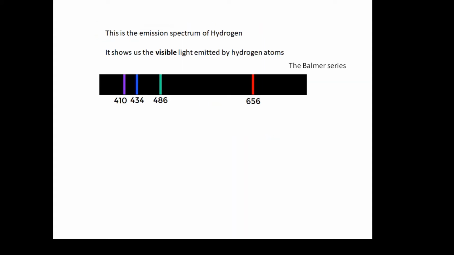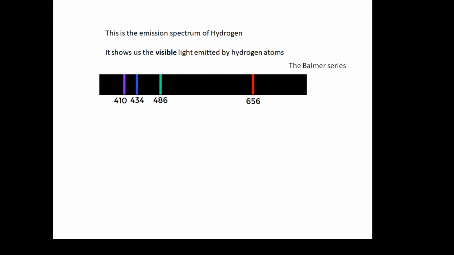Now, this is the emission spectrum of hydrogen. If we excite hydrogen gas, then it gives off these colors. This shows us the visible light emitted by hydrogen atoms. And notice that we get definite wavelengths of light. It's almost as though each element has its own barcode, and this is the barcode for hydrogen.